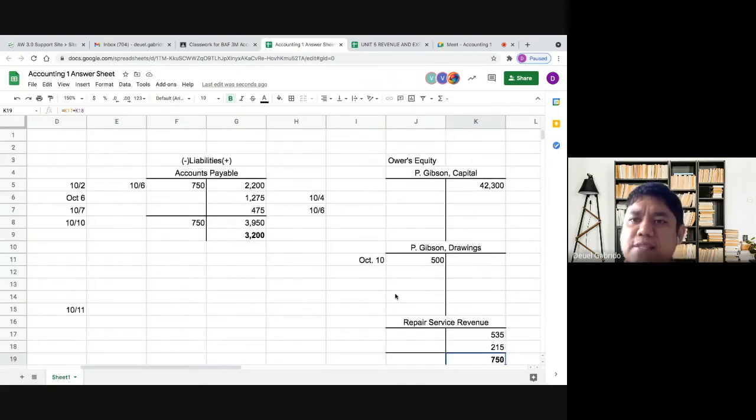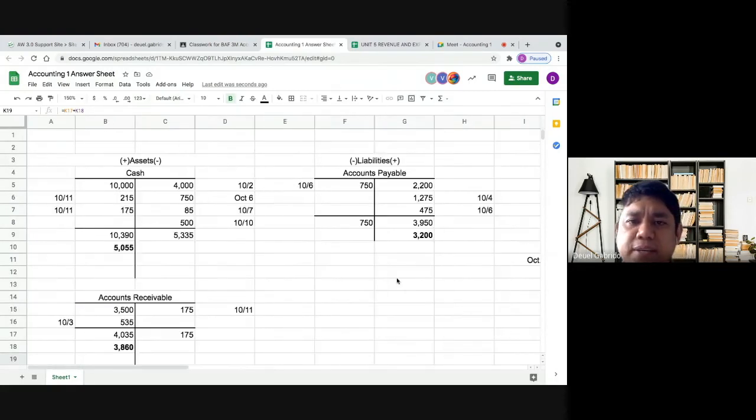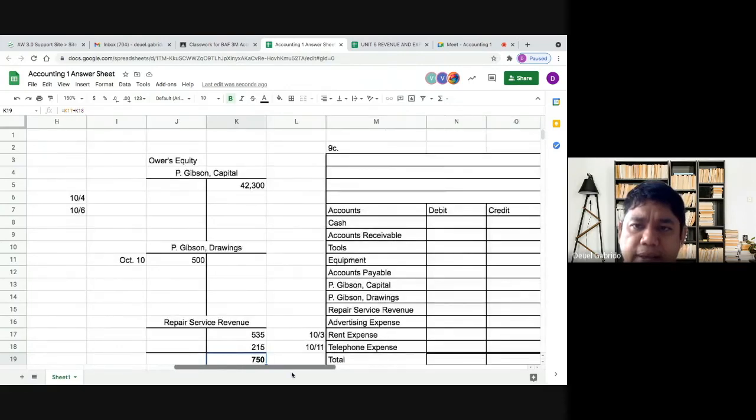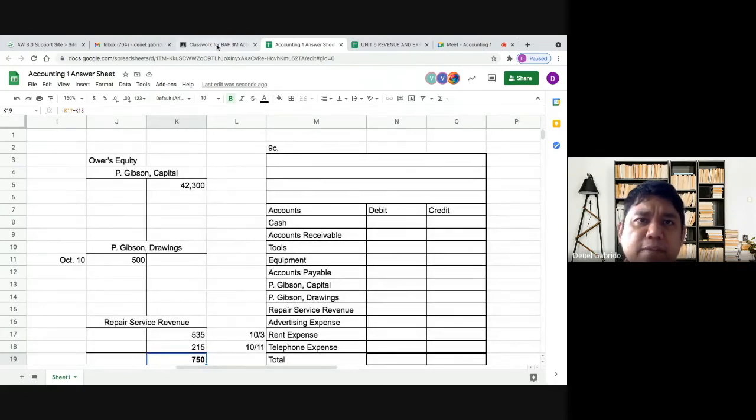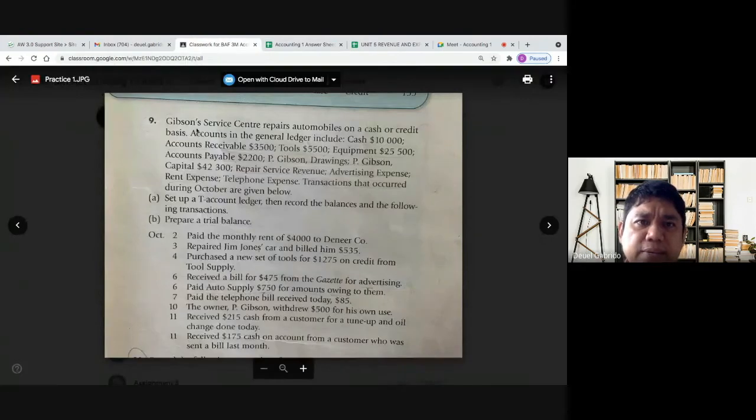Now let's put all the numbers here in your trial balance. I'll try to scroll to the right. Here is our trial balance. What's the name of the business again, by the way? It's called Gibson's Service Center. Okay, so I'll put it there.